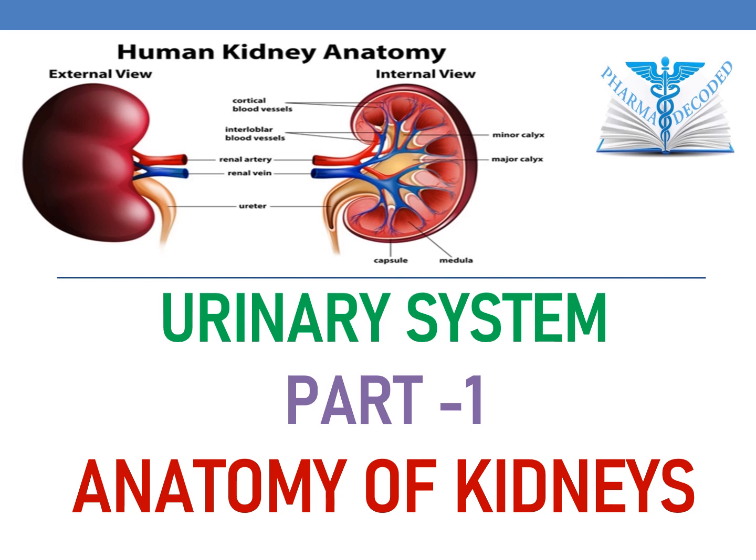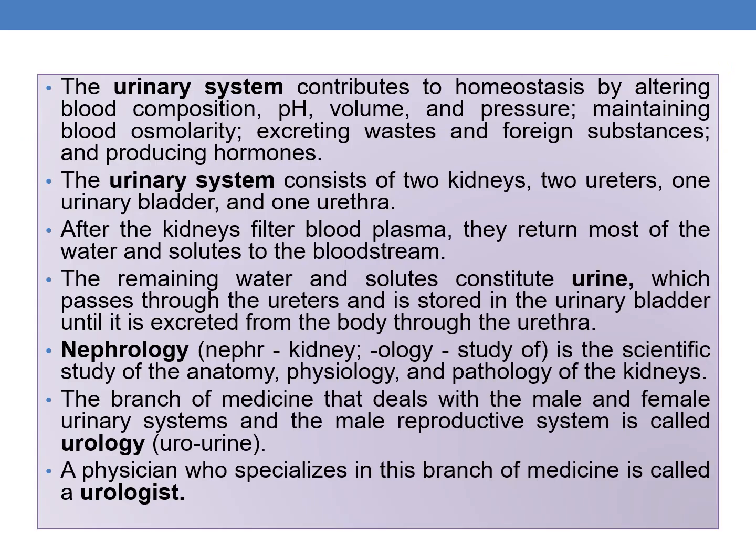Hello everyone, now let us discuss the urinary system, part 1. We will be discussing the anatomy of the urinary system, and in part 1 we will be discussing the anatomy of kidneys. The urinary system contributes to homeostasis by altering blood composition, pH, volume and pressure, and it maintains the blood osmolarity, excreting the waste and foreign substances and producing hormones.